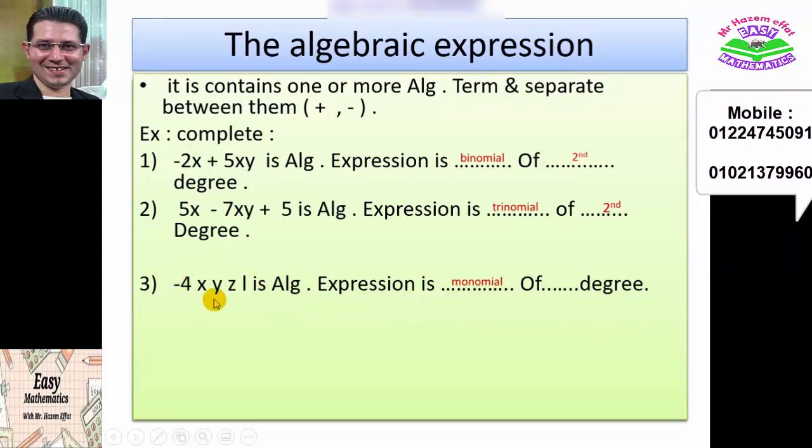What about its degree? Yes, we just find the degree of this algebraic term and it will also be the degree of this algebraic expression. So we add all the powers above x and y and z and l and it will be of the fourth degree, because we haven't here any power. So it's considered everyone raised to power 1, and by adding 1 plus 1 plus 1 plus 1 it will be of the fourth degree.